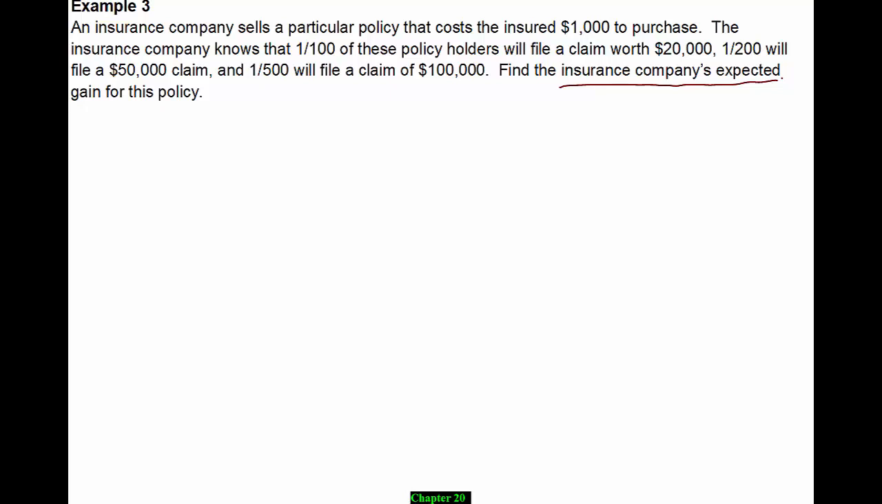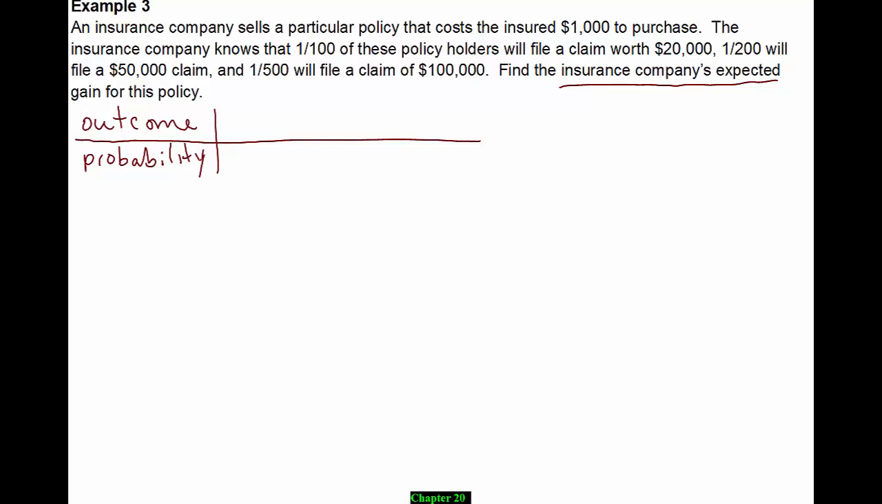So if we're looking at the gain for the insurance company, if they're a good business, then we should be getting a positive number at the end. So that's what we're expecting to get here. All right, so we're going to write our outcome probability table first. All right. Now, for the insurance company, what is one possible outcome that's going to happen?